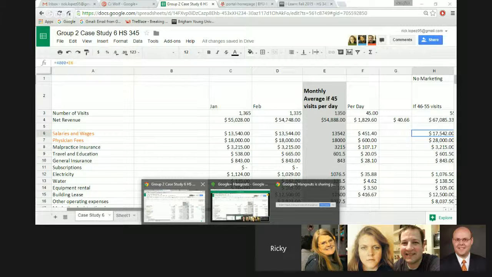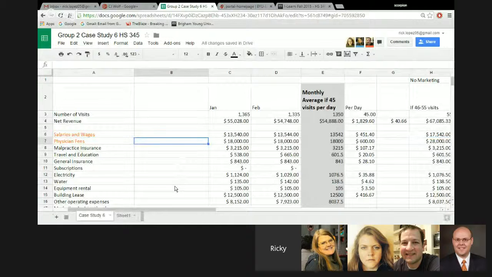Okay, so this is Brother Wolf. This is HS 345. We're talking about case study number 6, and we have two groups this week, Group 1 and Group 2, that will discuss the same case, and we'll let Group 2 jump right into it whenever you guys are ready. Okay, I have question number 1.